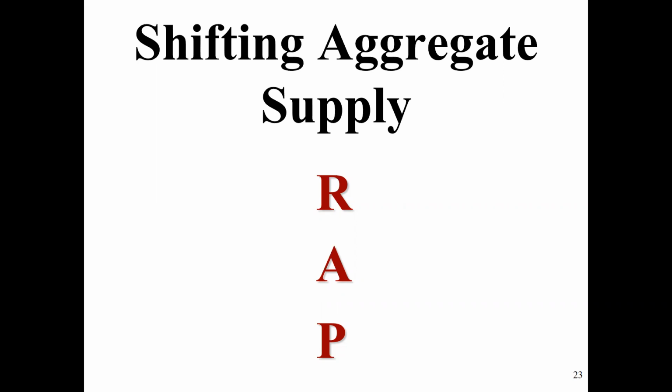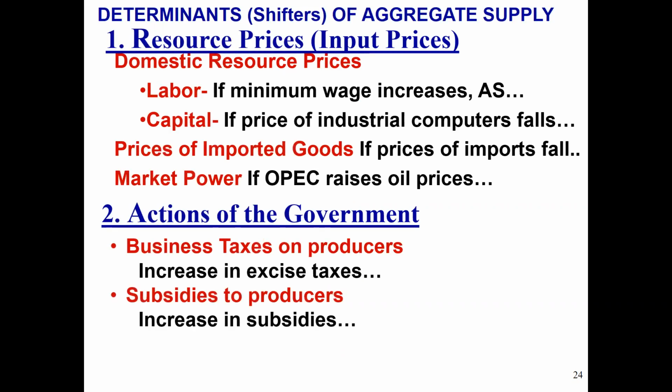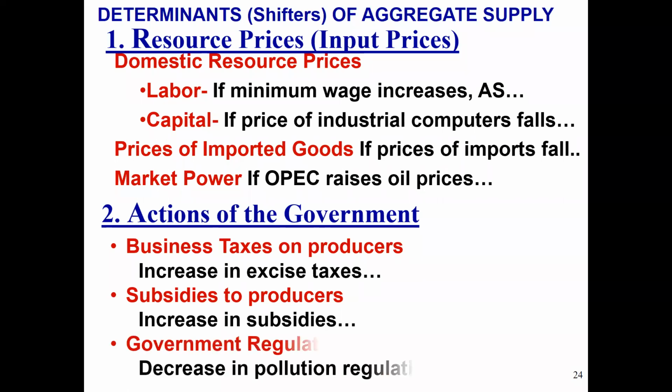All right, actions of government. That would be business taxes, subsidies to producers. It has to say business taxes or subsidies to producers. And the third would be government regulations. And the P would be productivity, usually technology.